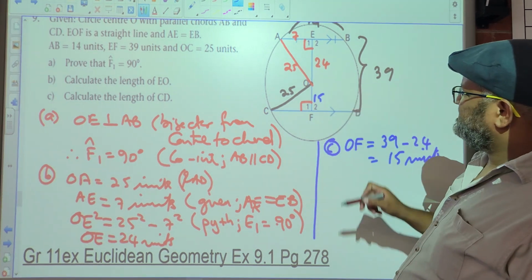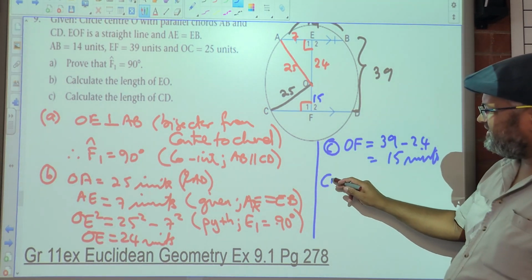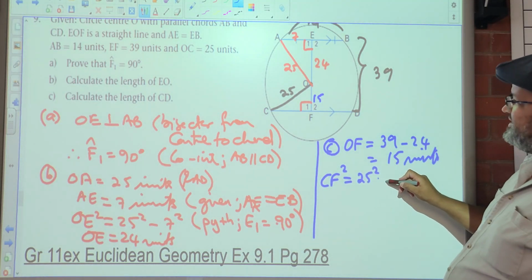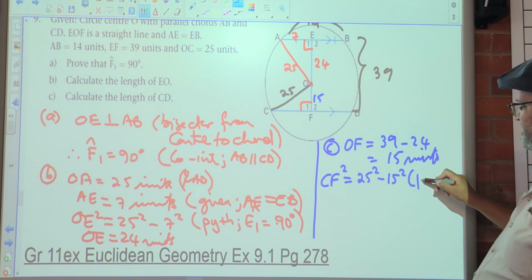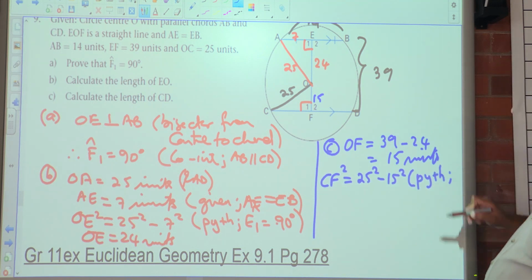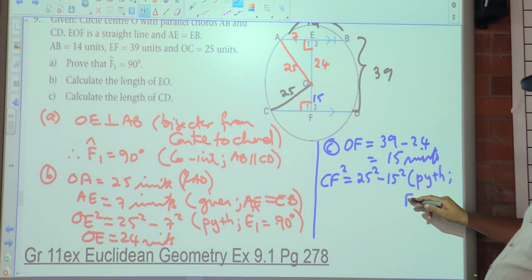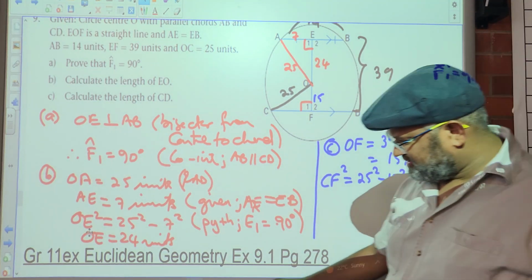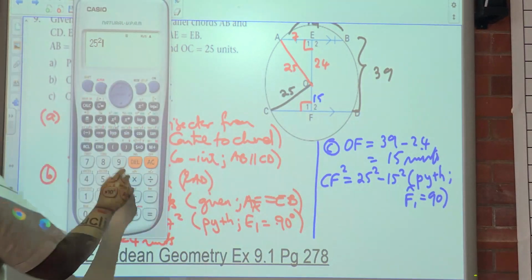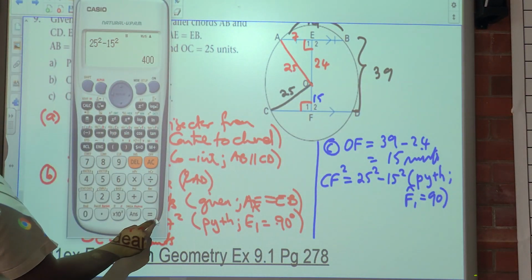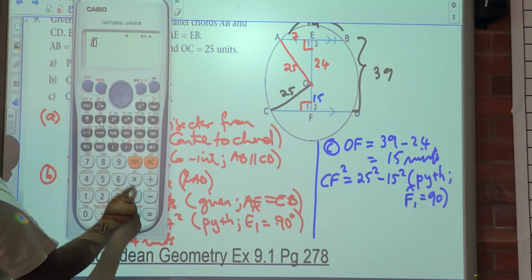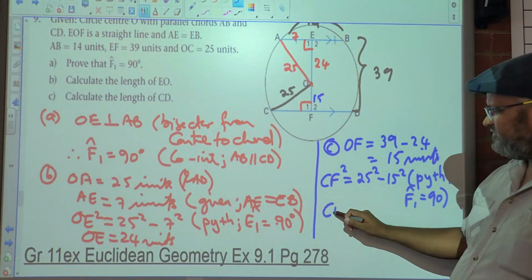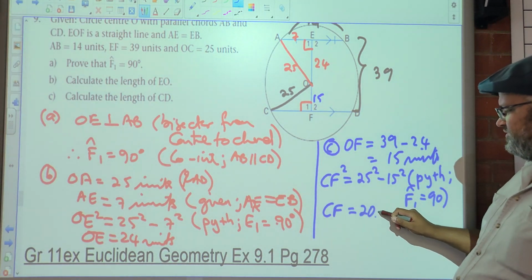There's 15. So we can say that CF squared is equal to 25 squared minus 15 squared. Reason? Pythagoras, with angle F1 equals 90 degrees. 25 squared minus 15 squared is 400. The square root thereof gives an answer of 20. So CF is 20 units.